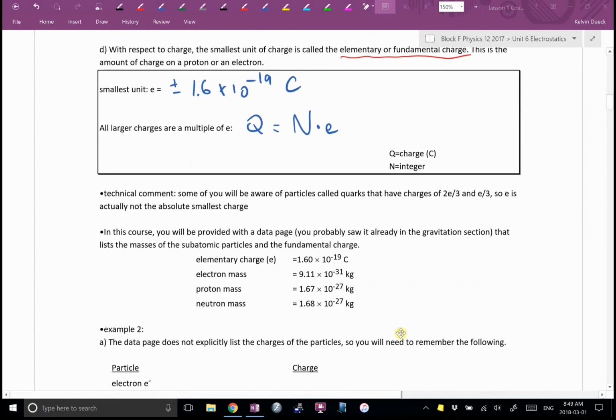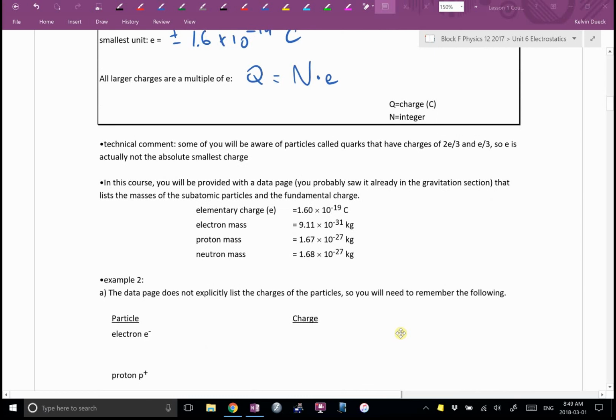In this course, you're going to get a formula sheet. You already have it. So there are things that you do not need to memorize, although you might end up memorizing them because you're lazy. Probably by the end of this unit, you will have memorized the elementary charge. But also on your formula sheet, can you see where there is the mass of an electron? It's also in that data section. And the mass of a proton, it's also in that data section.